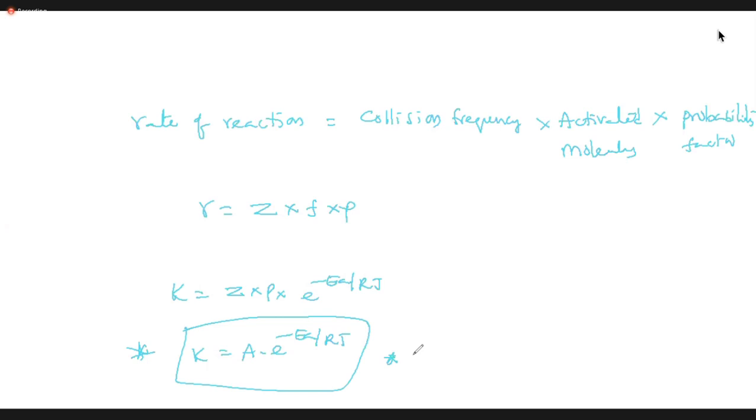Copy this. One graph I will explain and I will stop. Copied. One minute, sir. Yes, tell me. So probability factor is rho or P? P. Okay, sir.